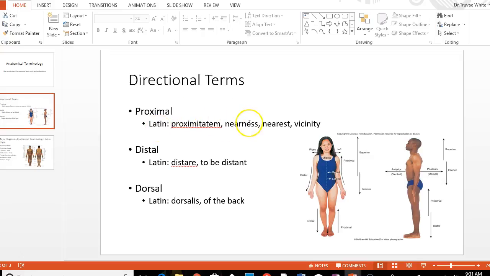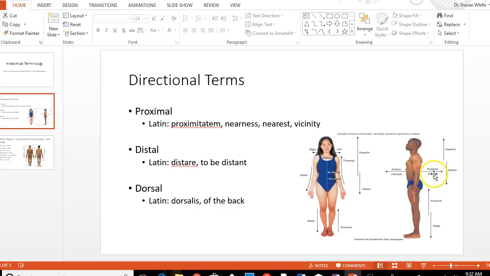And so proximal means nearness, nearest, vicinity. We would use proximal when we're talking about how things are organized within the body in various systems. Distal, also a Latin word, means to be distant. And so when we're talking about the location of structures in various systems, that means to be distant away from the point of origin. And then we have dorsal.